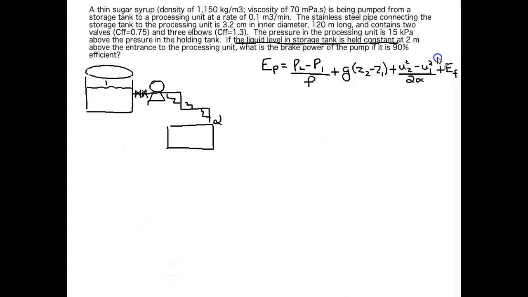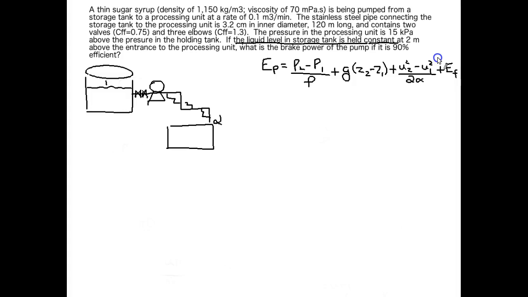First, we'll look at the pressure energy, and we'll see if we can cancel out anything there. In the problem, we're given that the pressure in the processing unit is 15 kilopascals above the pressure in the holding tank. We're not given that any pressure is zero, and we're not given that the pressures are the same. So we need to leave this term the way it is.